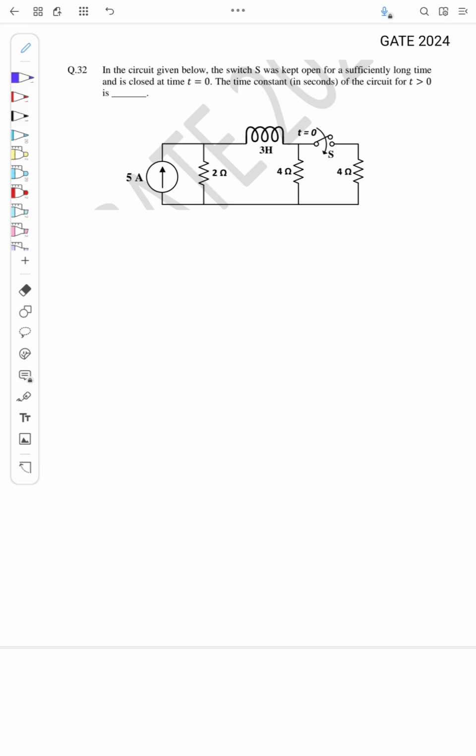This is a question from GATE 2024, and the question is: in the circuit given below, the switch S was kept open for a sufficiently long time and is closed at t equal to 0. The time constant in seconds of the circuit for t greater than 0 is. So initially it was kept open and this switch is closed at t equal to 0, right? So we'll draw the circuit for t greater than or equal to 0.